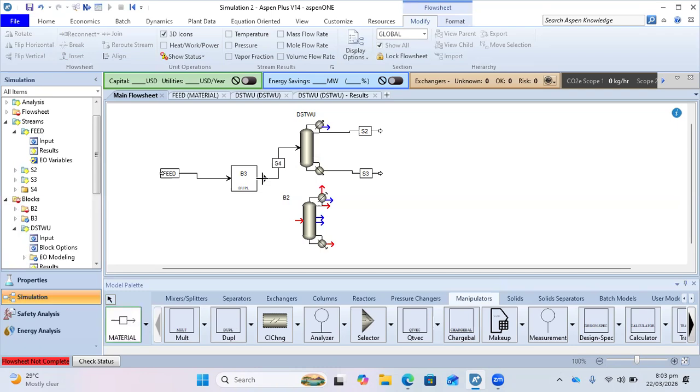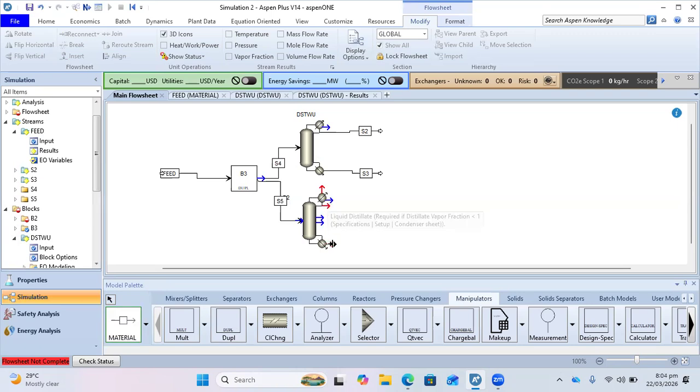And I can take that and then connect it to my RadFrac. Please, I hope you are here up to this point. Are we all here up to this point? Okay. Now the next thing is to connect the outlets.